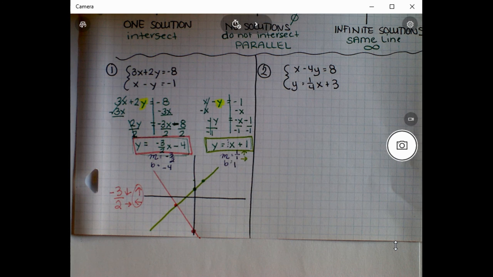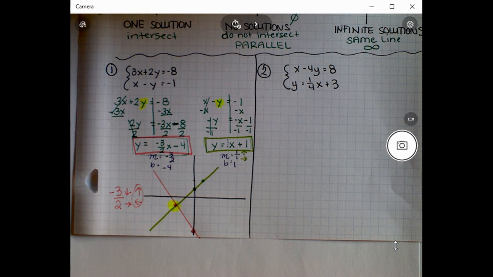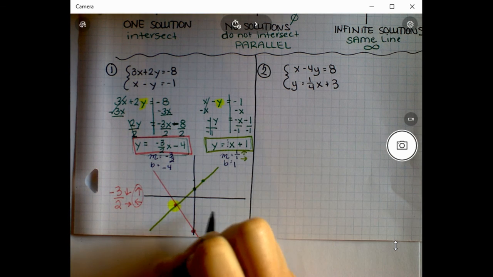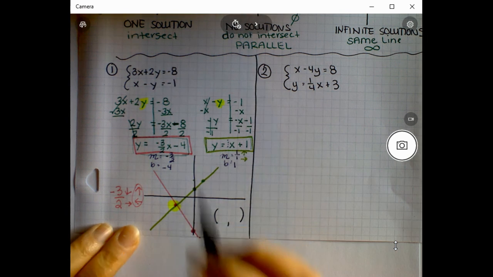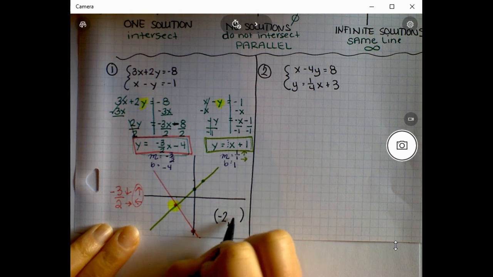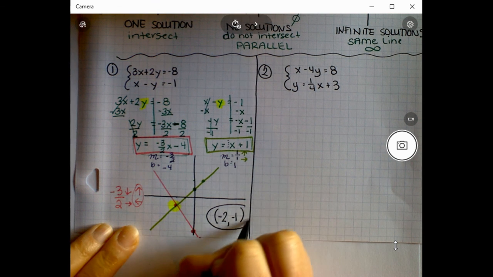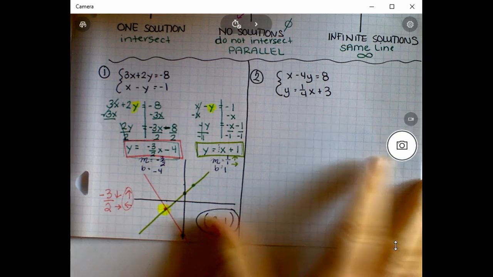All right, how many solutions does this have? It has 1 right there, okay? And so the final step is to write the solution as a coordinate pair. Right there is -2 for our x coordinate, -1 for our y coordinate. All right? Hopefully that was a good example. Let's do the second example.